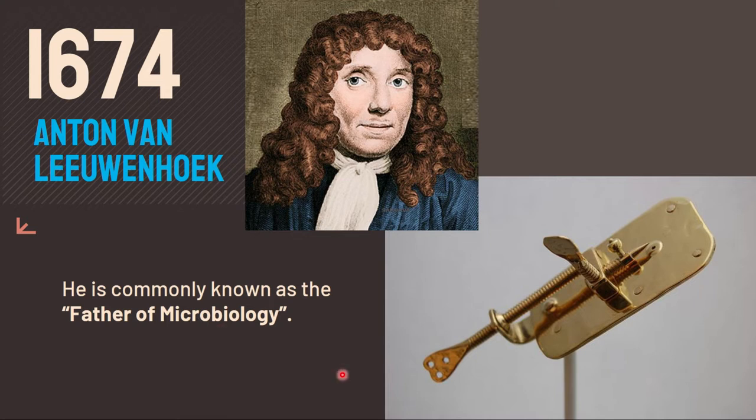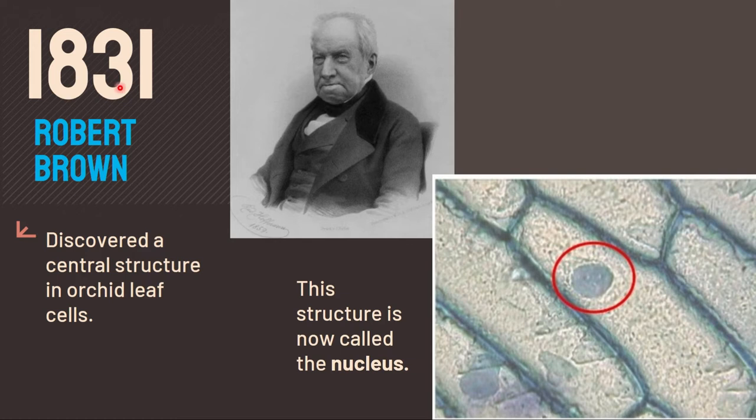Now let us fast forward to the 19th century. So in 1831, Robert Brown, if you are familiar with the concept of Brownian motion, in which particles move randomly in liquid or fluid, so the man behind that concept is Robert Brown. So Robert Brown was observing orchid leaf tissues under the microscope. Then he observed that in the cells, there is this prominent central structure. And this prominent central structure is now called the nucleus.